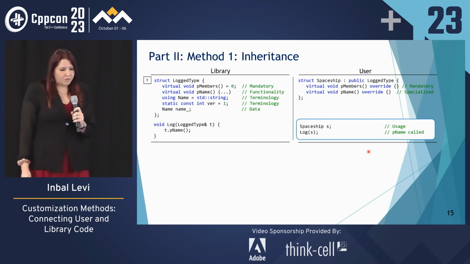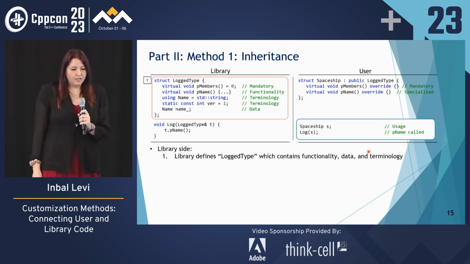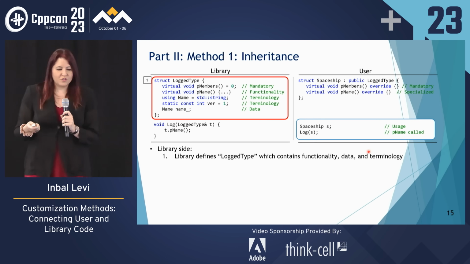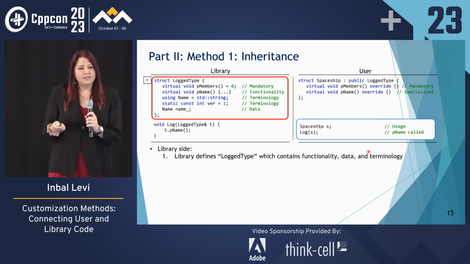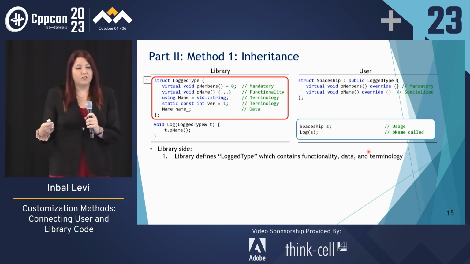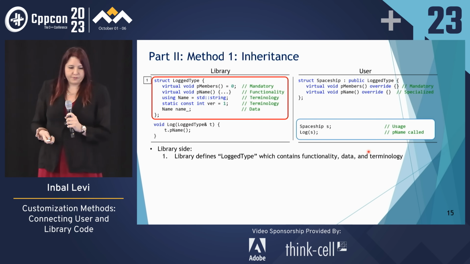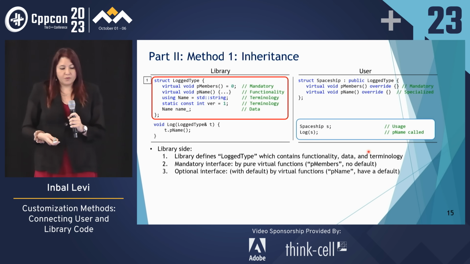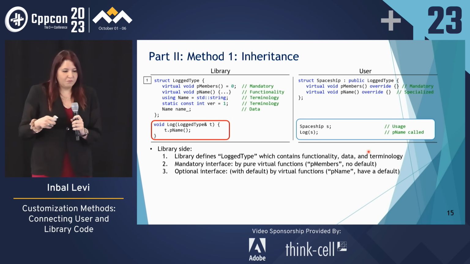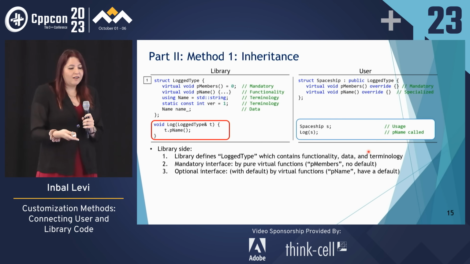We have here a log type on the library side, and the log type basically defines some functionality, data, and terminology. So we can either say that we want something mandatory, that has to be overloaded by the users, or we can say we already have some default functionality, like for example, pname. We can also define terminology, using name, etc. This is a terminology that we expose for one that inherits from us. And there's also a member in this example. So as I mentioned, we can either define a pure interface or optional interface. And then we can build upon this functionality because now the library knows that whoever inherits from log type has at least the default functionality, and we can create our algorithms based on that.